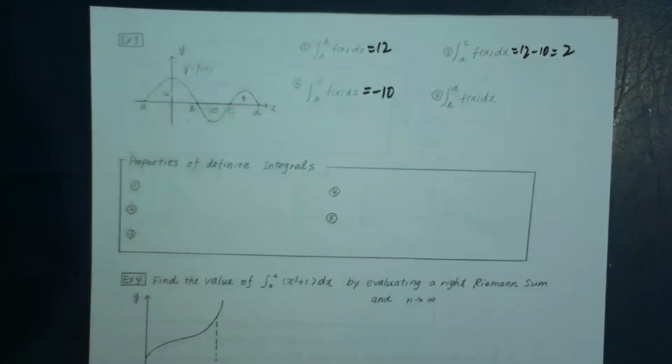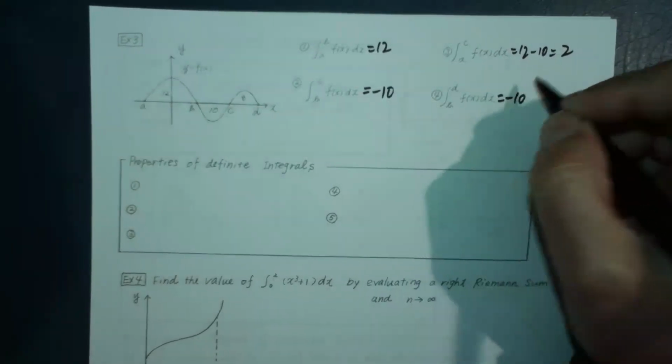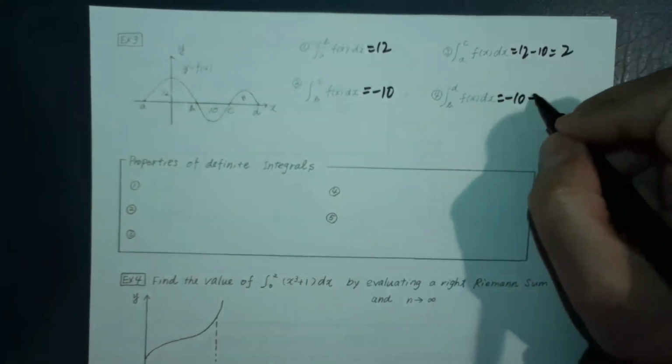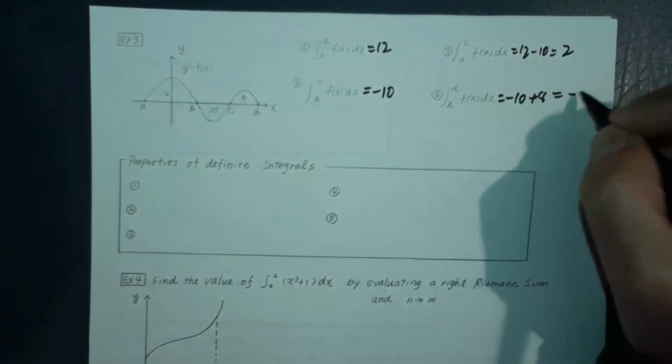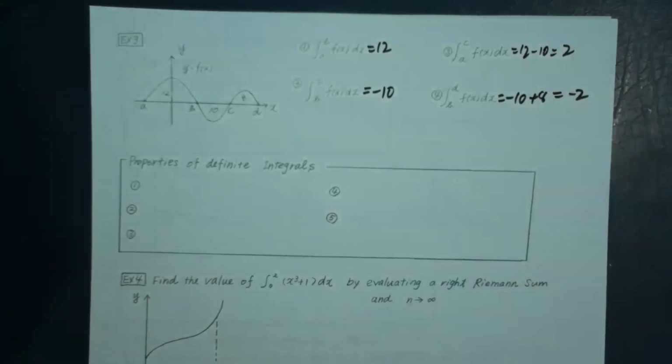And from B to D, this is going to be negative 10 plus 8, which is a negative 2. Nothing wrong with negative area, pardon me. If we apply this to physics or something, the negative would indicate a direction, most likely.